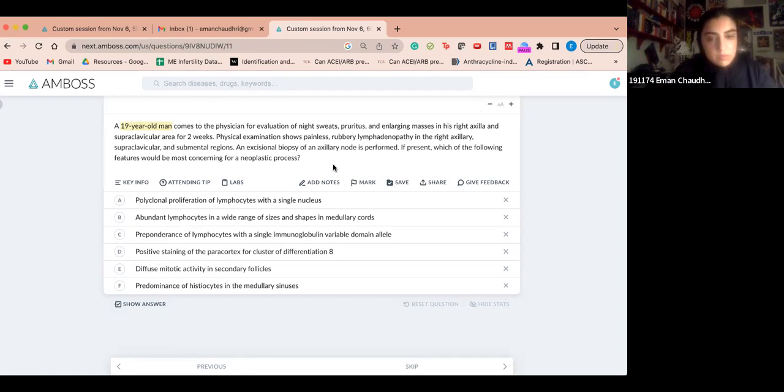So for a neoplastic process, what do you guys think? Shema said C. Okay, preponderance of lymphocytes with a single immunoglobulin variable domain allele. This question is a little bit more challenging, so don't worry if you don't know it at the top of your head. It's more for concepts, like it is important. It's important for your understanding for the exam. So Shema said C. Does anybody have any other answer that they want to go for?